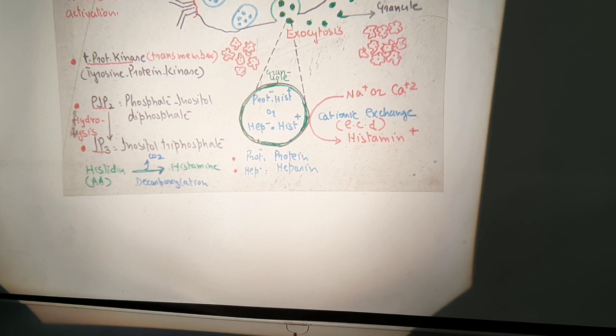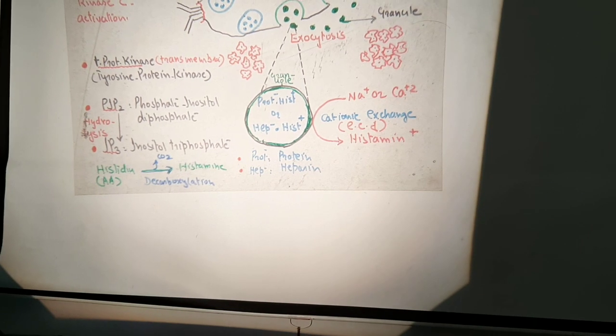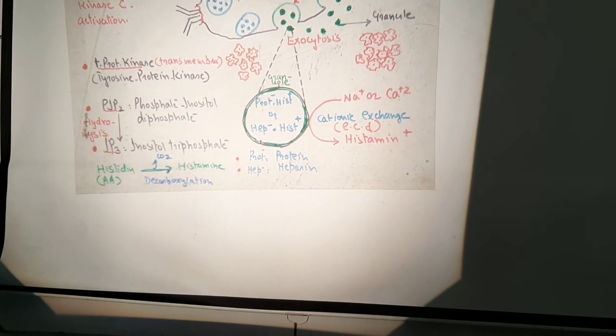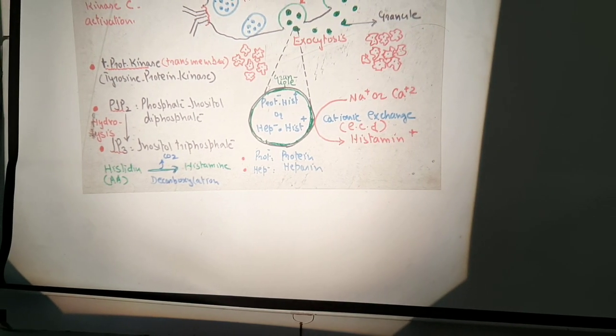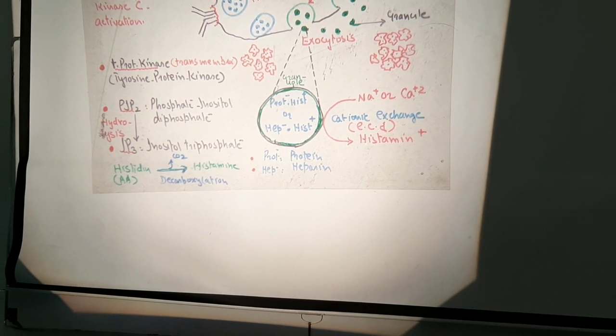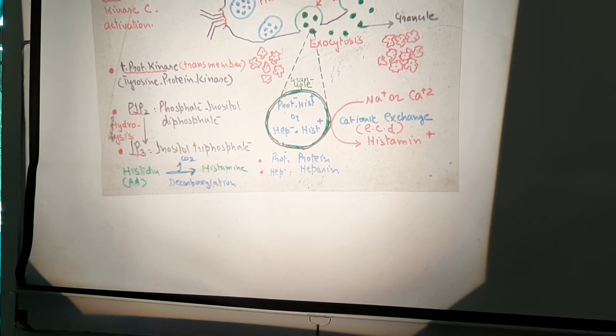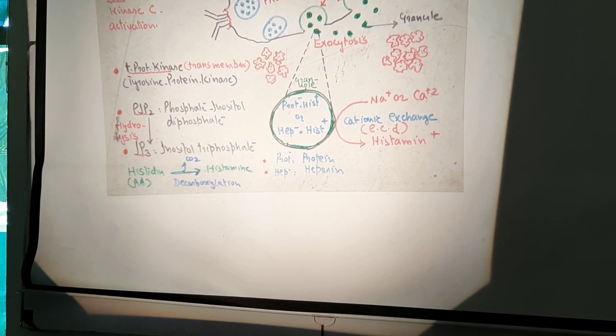Basic amino acid. Now for the exchange of this, there is exchange of cation between sodium and calcium. Sodium and calcium combine with these granules, and there is release of the histamine. Now this histamine, that is histamine.